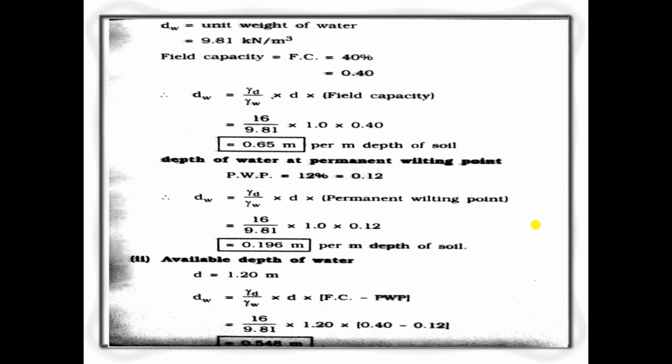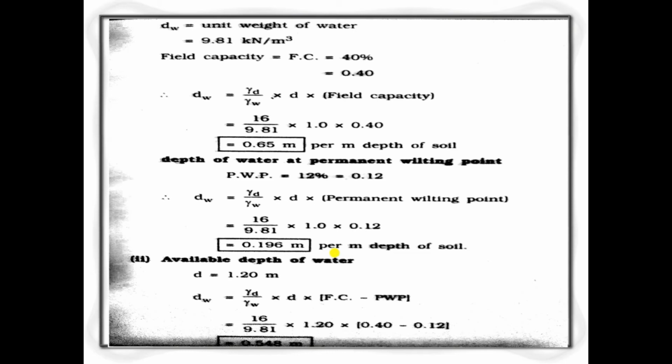Now the depth of water at the permanent wilting point, which is 12%. The formula is the same, but the only change is that we multiply with the permanent wilting point moisture percentage, whereas earlier we multiplied with the field capacity moisture percentage. So 16 upon 9.81 multiplied by 1.0 into 0.12. We get the answer 0.196 meter per meter depth of soil. At the wilting point, the available depth of water is 0.196 meter.